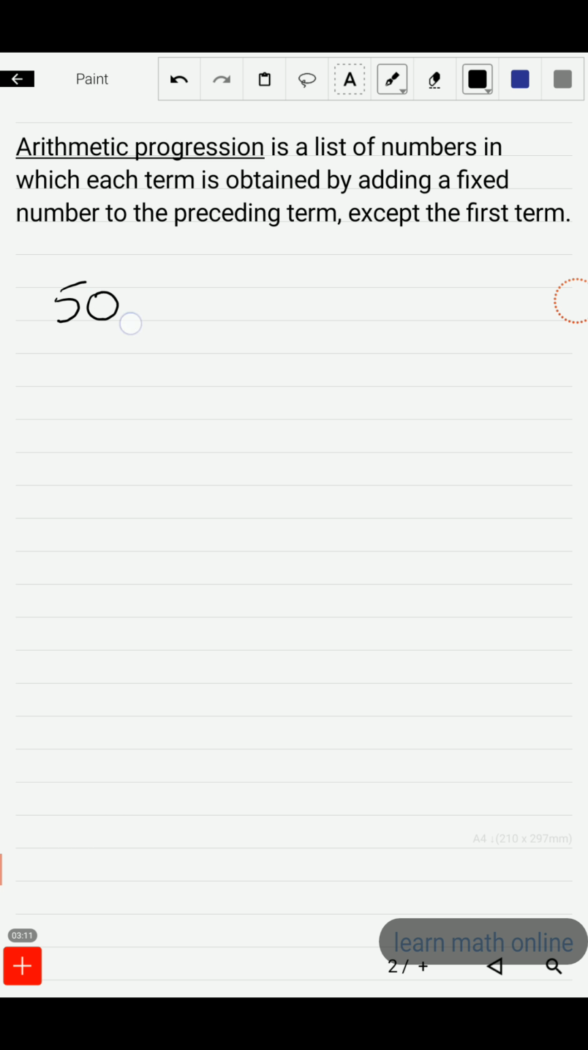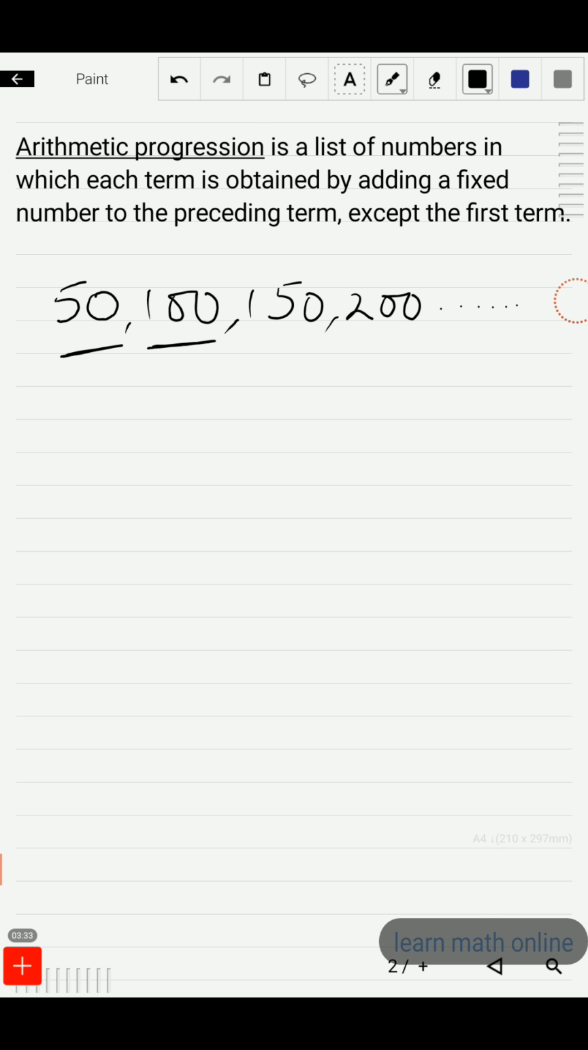Like we have 50, 100, 150, 200 and so on. Okay, now is this an AP or not? Yes, it's an AP because if we add 50 to the first number we are getting 100, isn't it? If we add 50 to the second number we are getting 150, the third number. If we add 50 to the third number we are getting the fourth number, that is 200, isn't it? So what is the fixed term we are adding here? It is 50, isn't it? All right, so this is an AP.